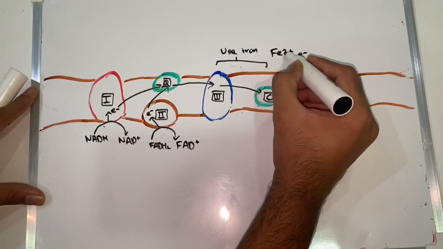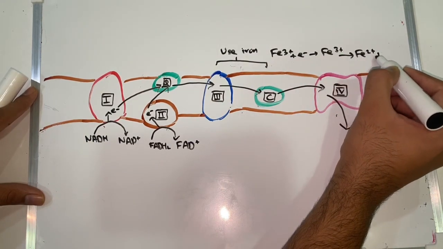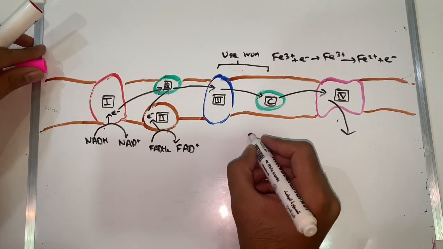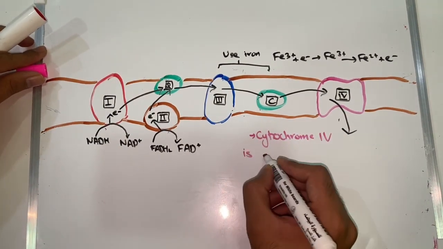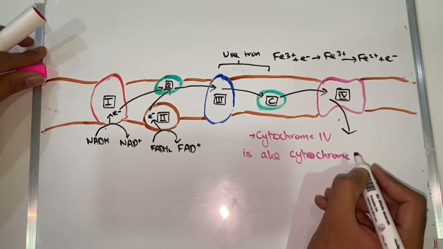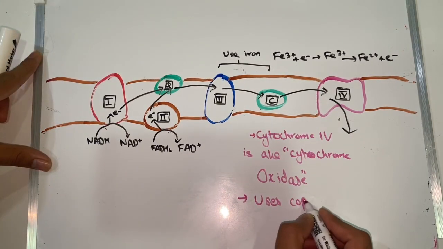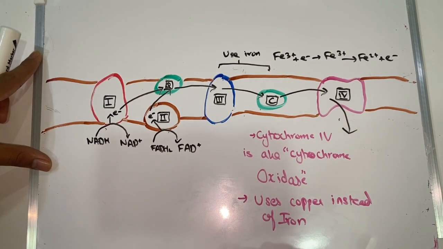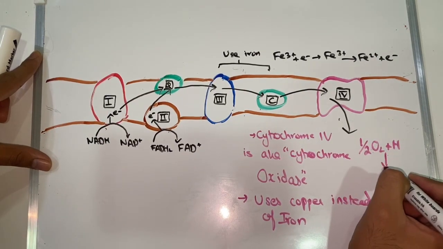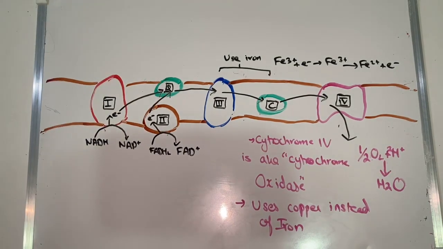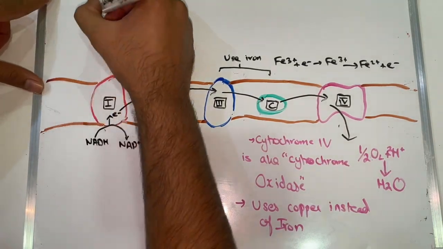Basically, in complex 3 and cytochrome C, the iron grabs an electron and converts itself into Fe2 plus. Then it releases its electron to the next cytochrome and converts itself into Fe3 plus. Then at the end there is complex 4, which uses copper instead of iron and is also called cytochrome oxidase. It is called cytochrome oxidase because in it oxygen becomes more negative and pairs up with hydrogen to become water.